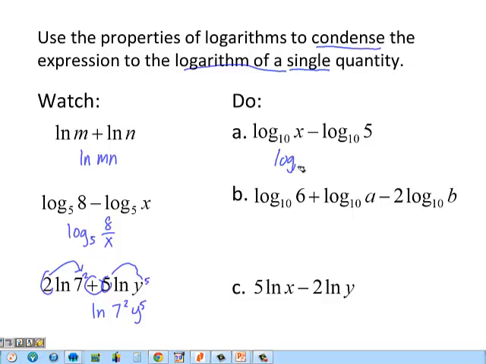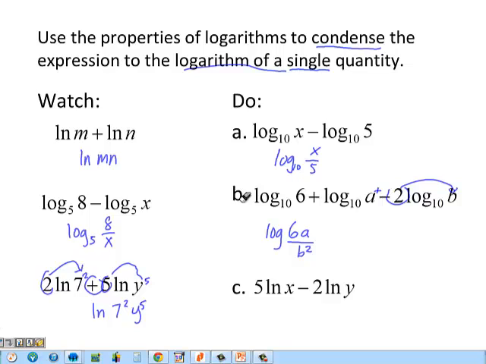Okay, so this is 10x over 5. This is log base 10. This is addition. This is subtraction. So this is multiplication and this is division. And make sure you move that 2 as an exponent. So this will be 6a over b squared.